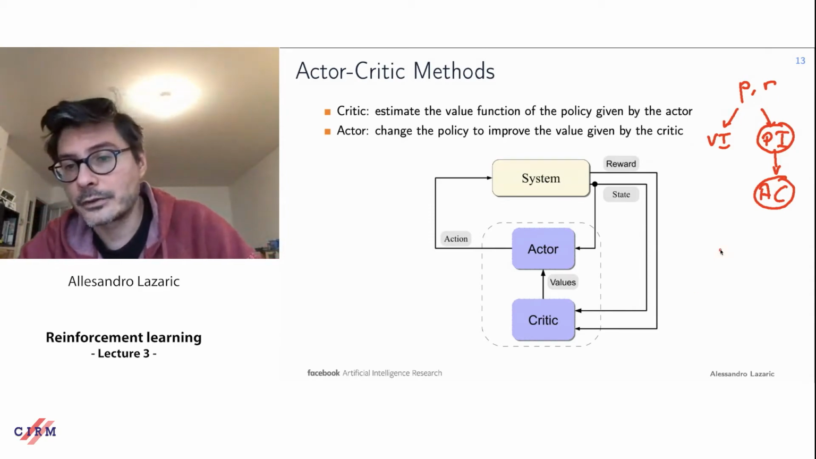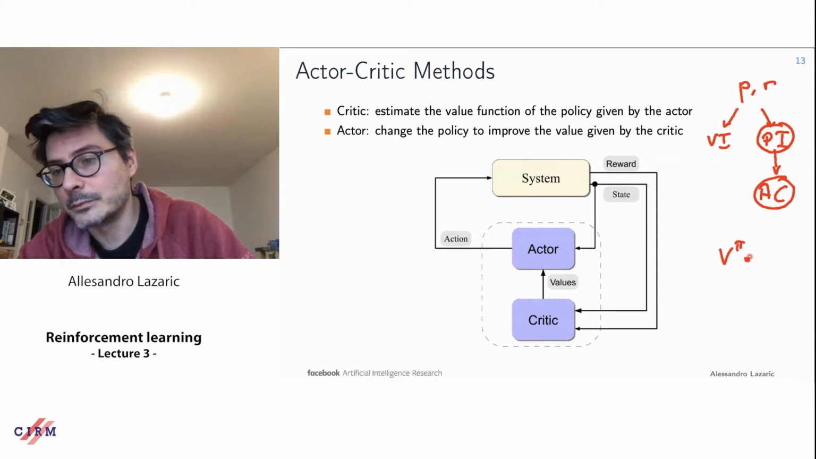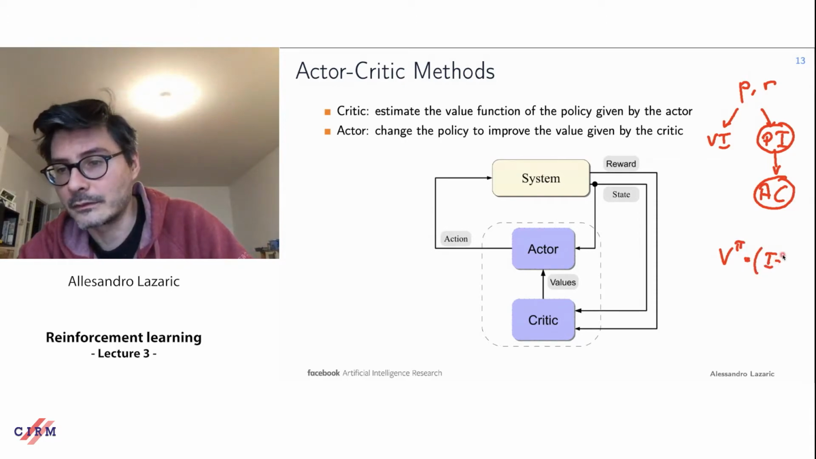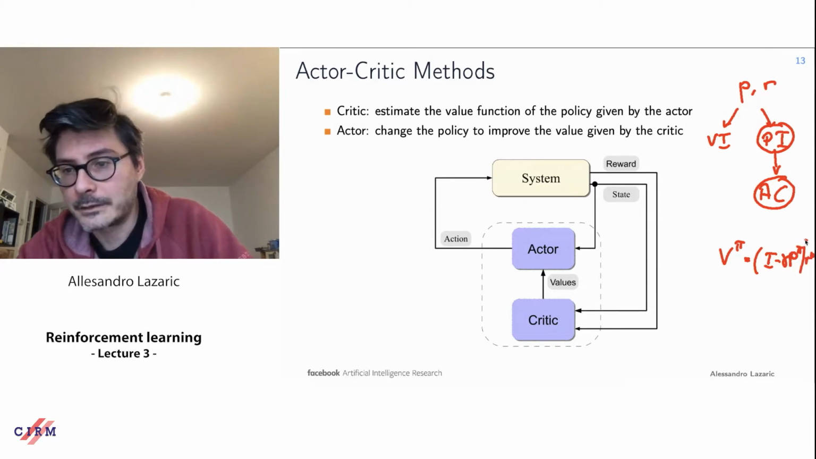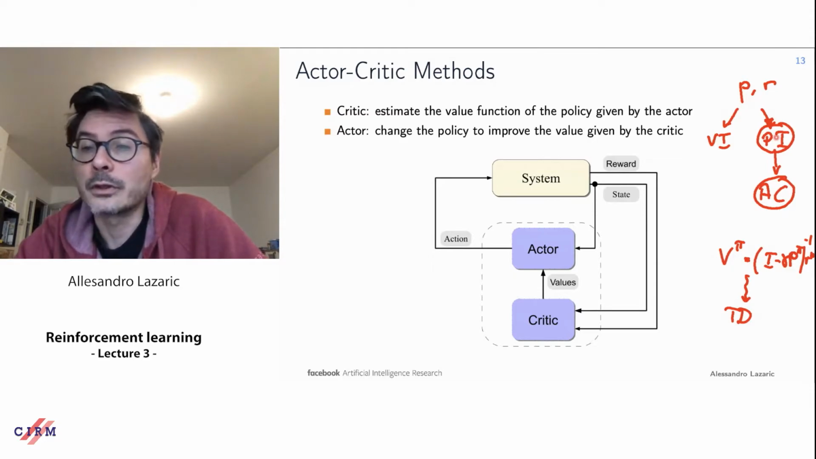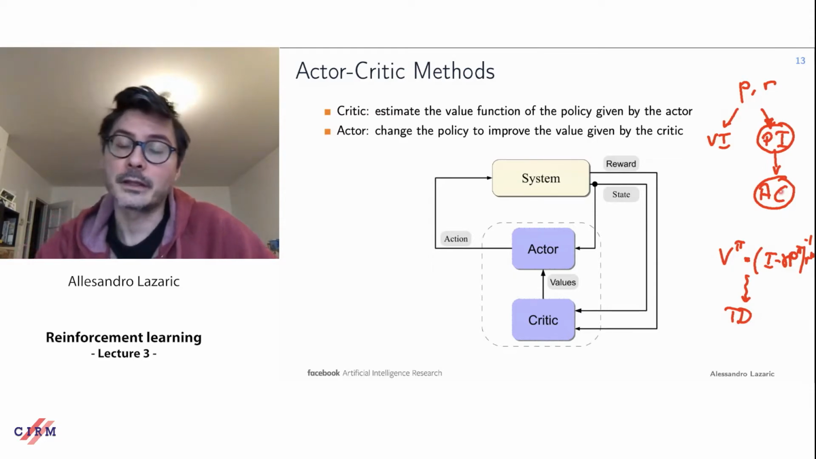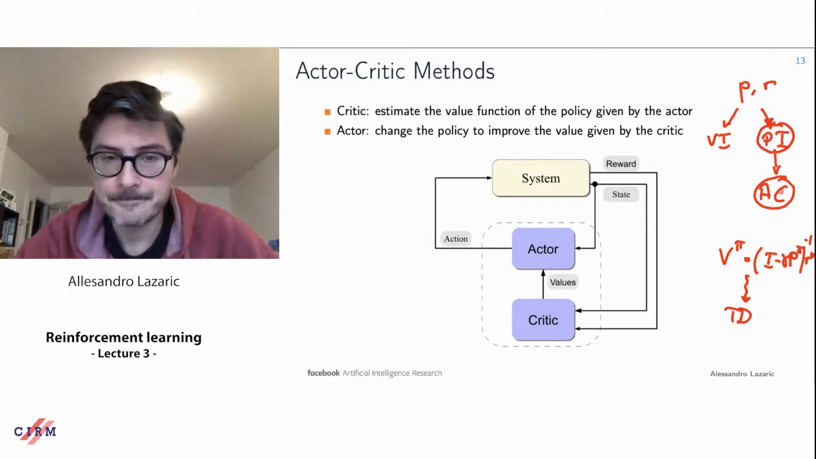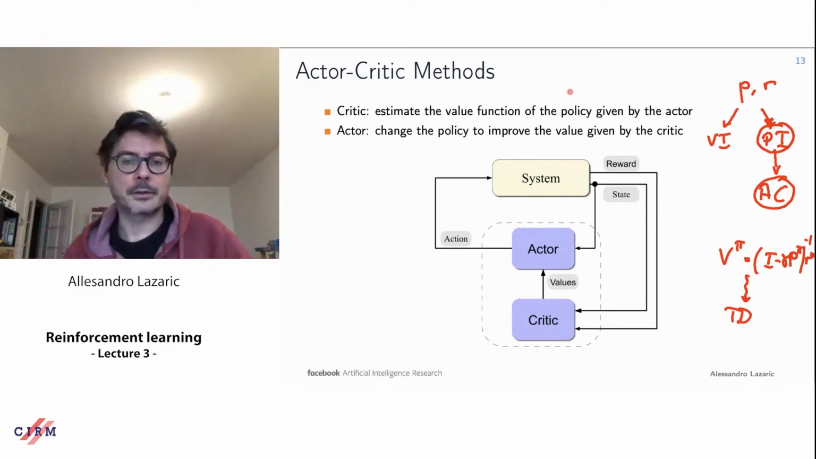So as for computing the value, we computed it as a fixed point of the Bellman equation, and then we used this to derive the TD algorithm. Now we do the same. We go back to what we know about computing optimal policies, and we will try to make a sample-based version of it. And again, it will be the actor-critic.